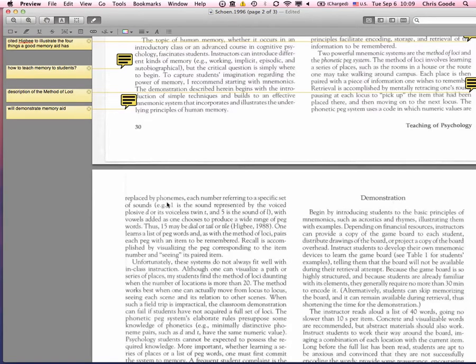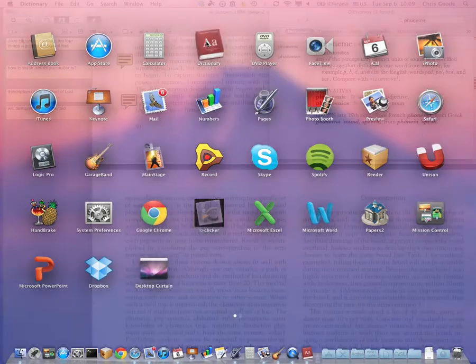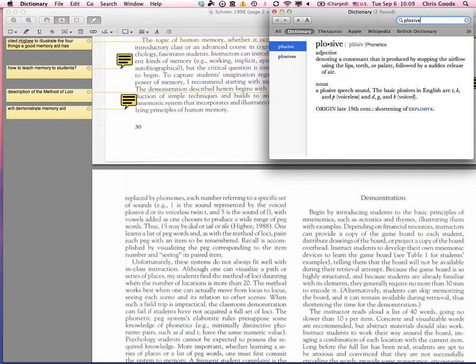The author actually means the opposite. Phonemes are replaced by numbers, each number referring to a specific set of sounds. For example, 1 is the sound replaced by the voiced plosive d. That's actually a linguistic term. And, okay, well, what if I didn't know that? Well, I'd go back to the dictionary and look up what a plosive is. A plosive is a consonant that's produced by stopping the airflow using the lips, teeth, or palate, followed by a sudden release of air. The basic plosives in English are t, k, p, and d, g, and b.